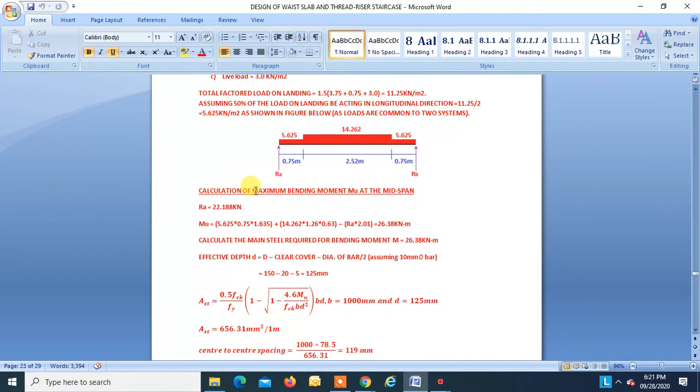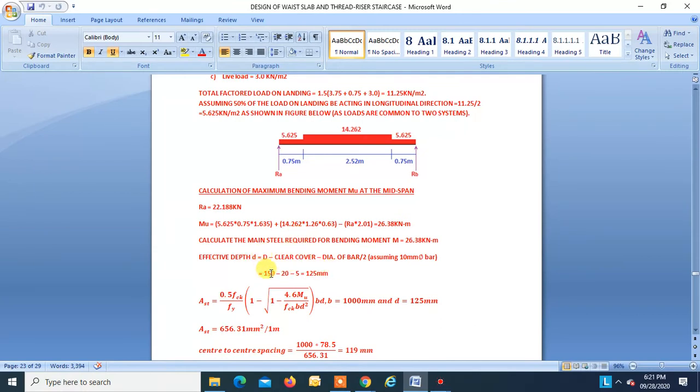Okay. So calculation of bending moment maximum at the midspan and the calculation of the shear force, that is RA and RB. As the loads are symmetrical, RA will be equal to RB. RA is equal to 22.188. Mu at the midspan is found to be 26.38. Okay. So find the effective depth d, that is equal to 125.